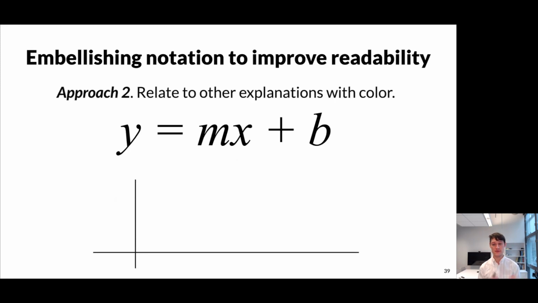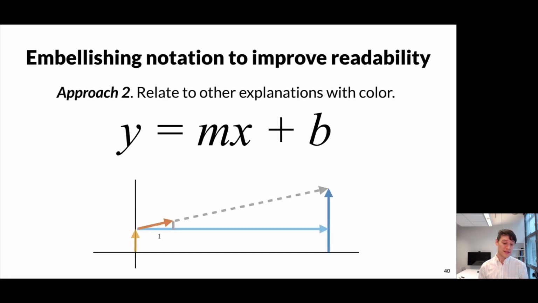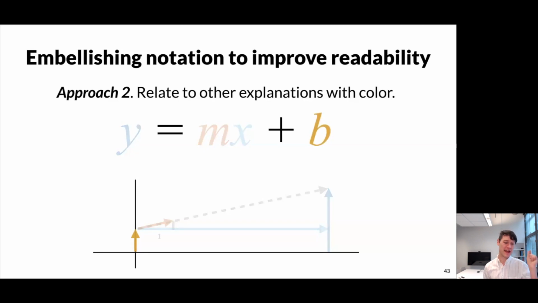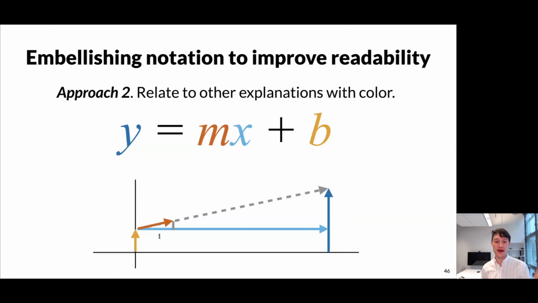Another approach is that you could relate this particular representation of the formula to other explanations using color. So let's say in the margins of your document, you had something like this graphic right here, which shows the computation of the height of a point on a line. You could colorize this formula in such a way that suggests that the height of the point on this line can be computed by taking that constant offset, then taking the horizontal position of that line, scaling it by the slope, and adding it all together in order to compute that height.